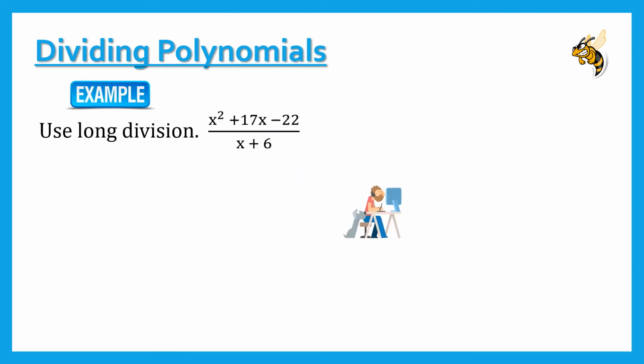Example, use long division. x squared plus 17x minus 22 divided by x plus 6. We're going to analyze the top and we realize that there is no missing term because it's x squared followed by x and no x. So therefore we don't need to use a 0 as a placeholder. So when I set it up, it will be x plus 6 and inside would be x squared plus 17x minus 22.